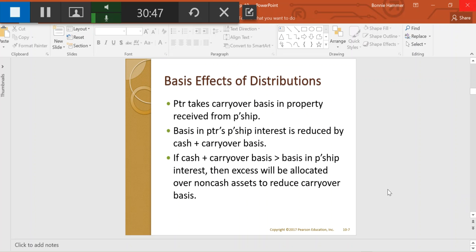Okay, basis effects of distributions. When a partner receives property in a distribution by the partnership, the partner takes a basis in that property equal to the basis that the partnership had in the property. It's a carryover basis. And the basis in the partner's partnership interest is reduced by any cash distributed plus the basis of any other kinds of property distributed.